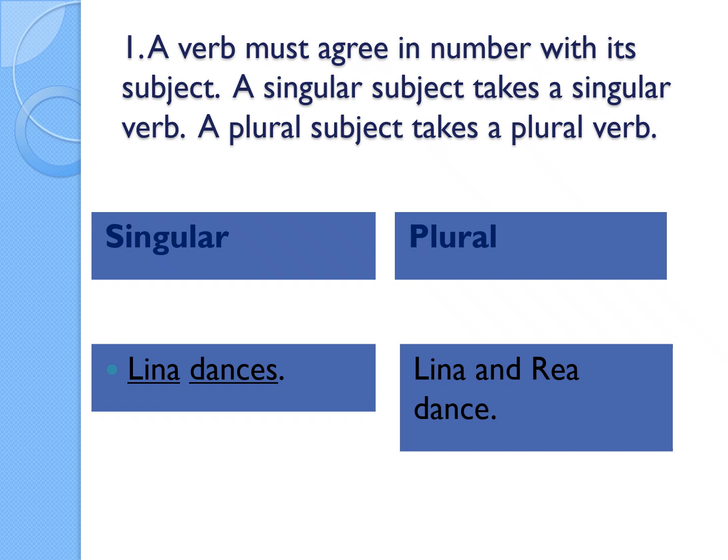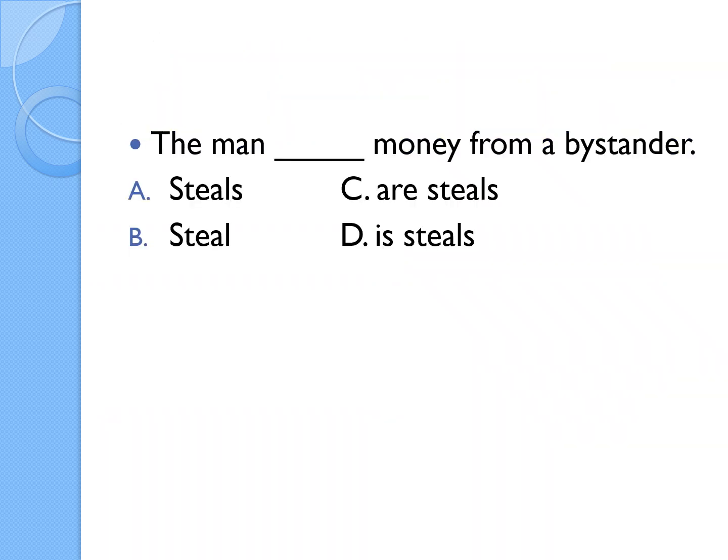Remember, guys, if the verb is in the singular form, we add s to its base form. Or if the ending of the base form is y, we have to change y to i and add es. But for plural, we omit s. There is no s to mean plural verb for plural subjects. Example: in this sentence, the man blank money from a bystander.